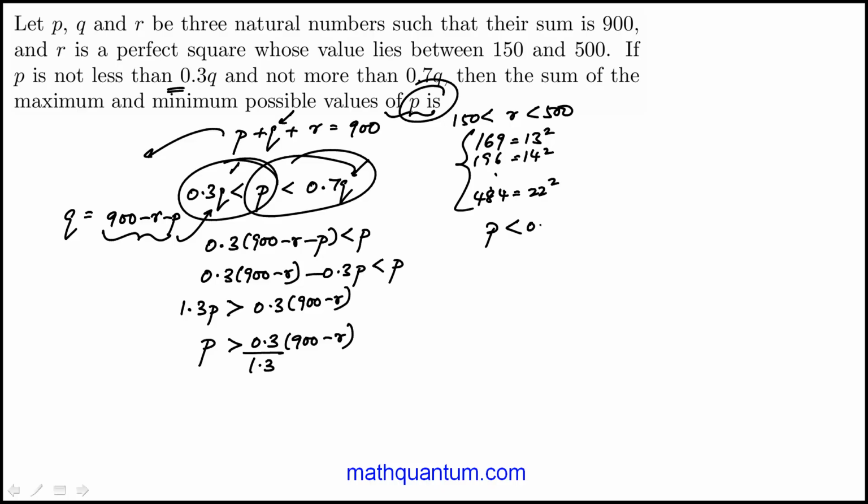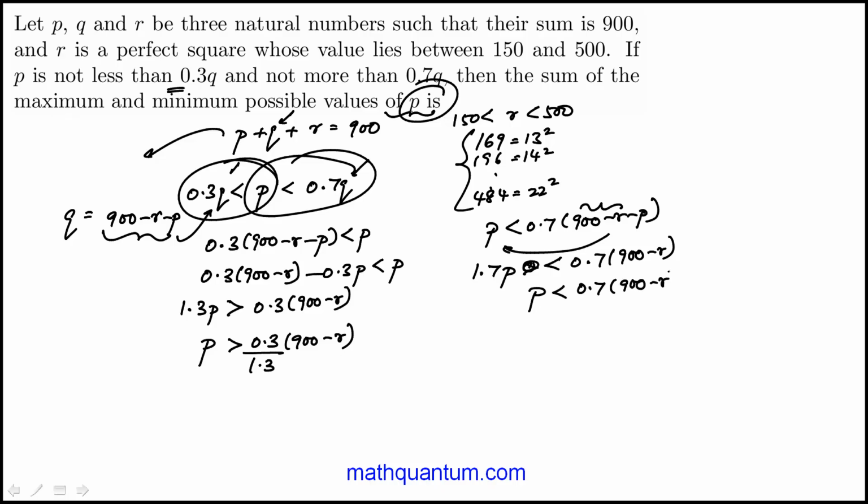P less than 0.7Q, 900 minus R minus P, and I'll keep these two together. Distribute and then move that 0.7P here. This is less than, so watch out for that. So that would give me P is less than 0.7 times (900 minus R) over 1.7. And if I bring that one here, this is the summary. Now we can proceed from this point onwards in terms of finding the least and the greatest value.